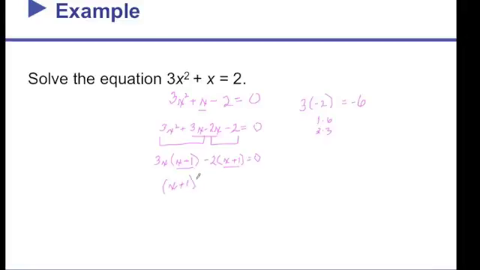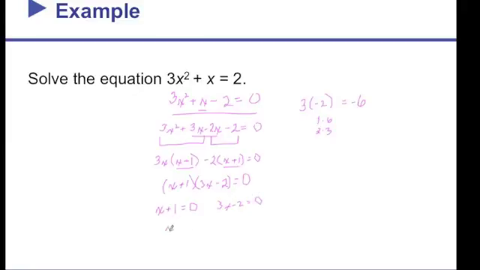And what did that leave us? Well, from the first term, we had 3x times the x plus 1, and from the second, we had a negative 2 times the x plus 1. This then becomes the factored form of my original quadratic equal to 0. Now, these two things multiply together to equal 0. The only way that happens is if at least one of them equals 0. So either x plus 1 equals 0, or 3x minus 2 equals 0.